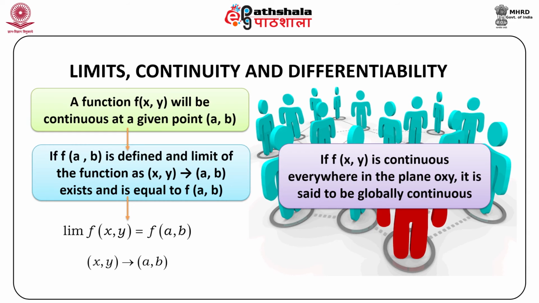Polynomial and rational functions are continuous wherever they are defined, and various algebraic combinations, that is sum, difference, product, quotients and powers of continuous functions, are continuous where they are defined. If f(x, y) is continuous everywhere in the plane OXY, it is said to be globally continuous.